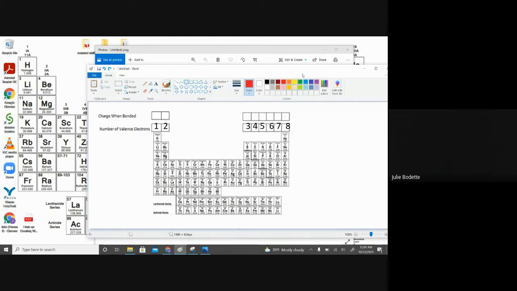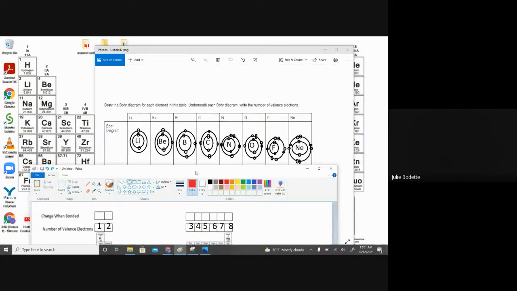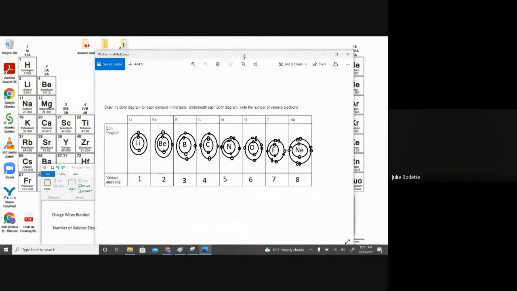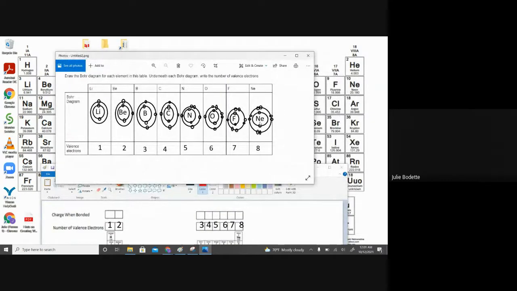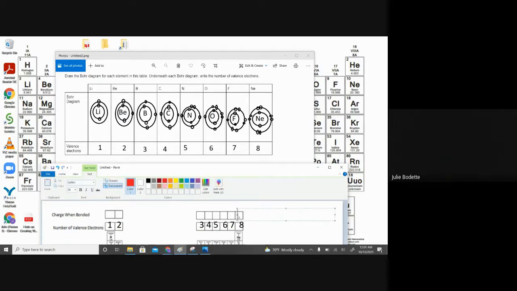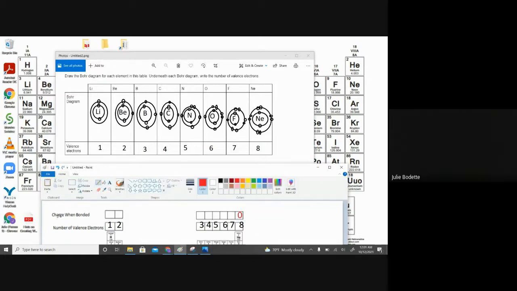So let's look at neon, right? We're going to think about the ones that we've drawn the Bohr diagrams for, because those are going to be a little bit easier, right? So neon right here has 8 valence electrons. Based on the octet rule, its goal is to get to 8 valence electrons. Well, it's already got 8. It's pretty happy. So it's usually not going to bond with anything. And so it's usually just going to have a charge of 0. Right? Pretty simple. Here, charge when bonded. I'll go ahead and put it in red.